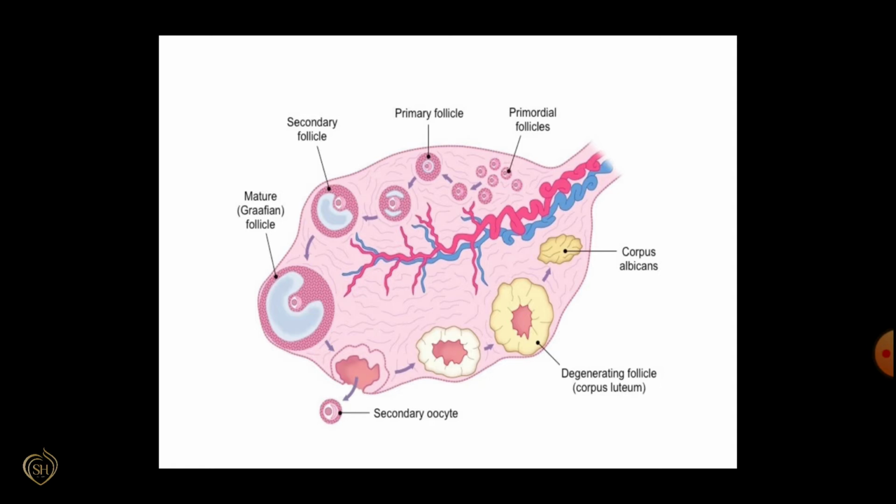At puberty, the primary oocyte within the tertiary follicle enters into the maturation phase. The primary oocyte completes its first meiotic division to form a large haploid secondary oocyte and a tiny polar body. The polar body has no specific function. It will degenerate after some days.